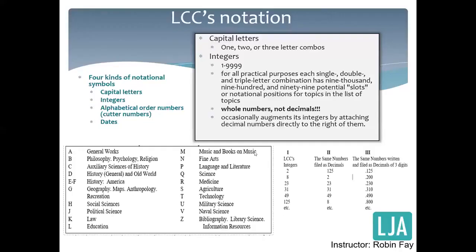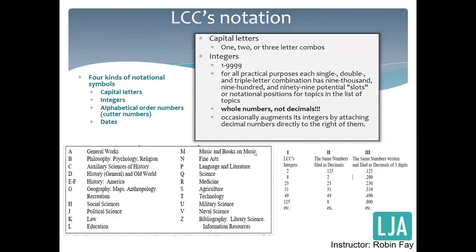Numbers are 1 to 9,999. And these are kind of all potential spots or slots, but they're not all used. So although that range is available, they're not all used. We do work in whole numbers, not decimals, and we'll talk about where that differs, because that's a big difference from Dewey, but we're always talking in whole numbers. We do have a few that occasionally have decimal points, but when they do, although we think of them as a decimal, it really is just like the next whole number in a subdivision.